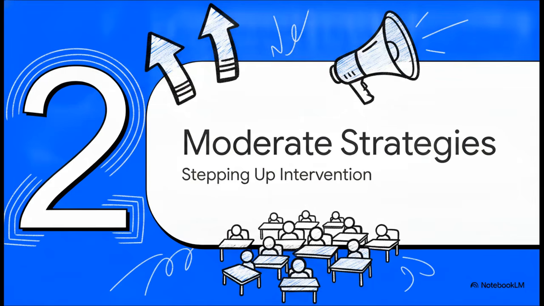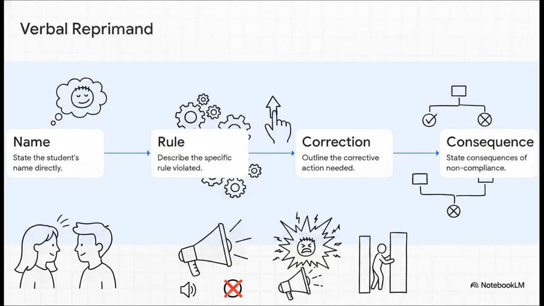But of course, we must also face the reality of our classrooms today. That brings us to Section 2, moderately aggressive disciplinary steps. Because sometimes subtle compassion just isn't enough to maintain the order our students deserve. We have to step up our intervention. When we do need to step up that intervention, a verbal reprimand is often the first moderate tool we reach for, but it has to be properly constructed.